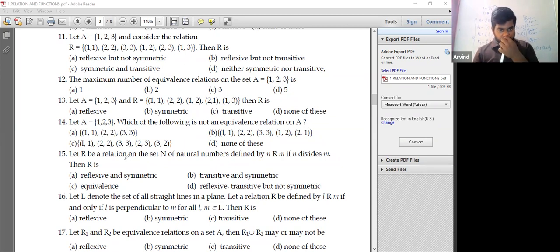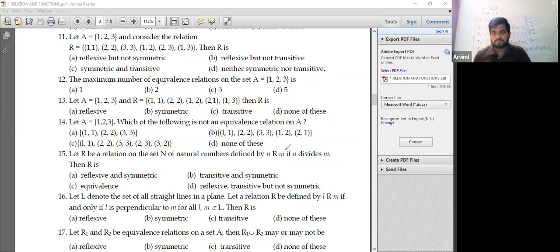Okay, let's go to the 15th one. Let R be a relation on the set of natural numbers defined by n is related to m if n divides m. Reflexive, yes, because every element divides itself. For example, 2 divides itself, 3 divides itself, 4 divides itself, 5 divides itself. So it is reflexive.